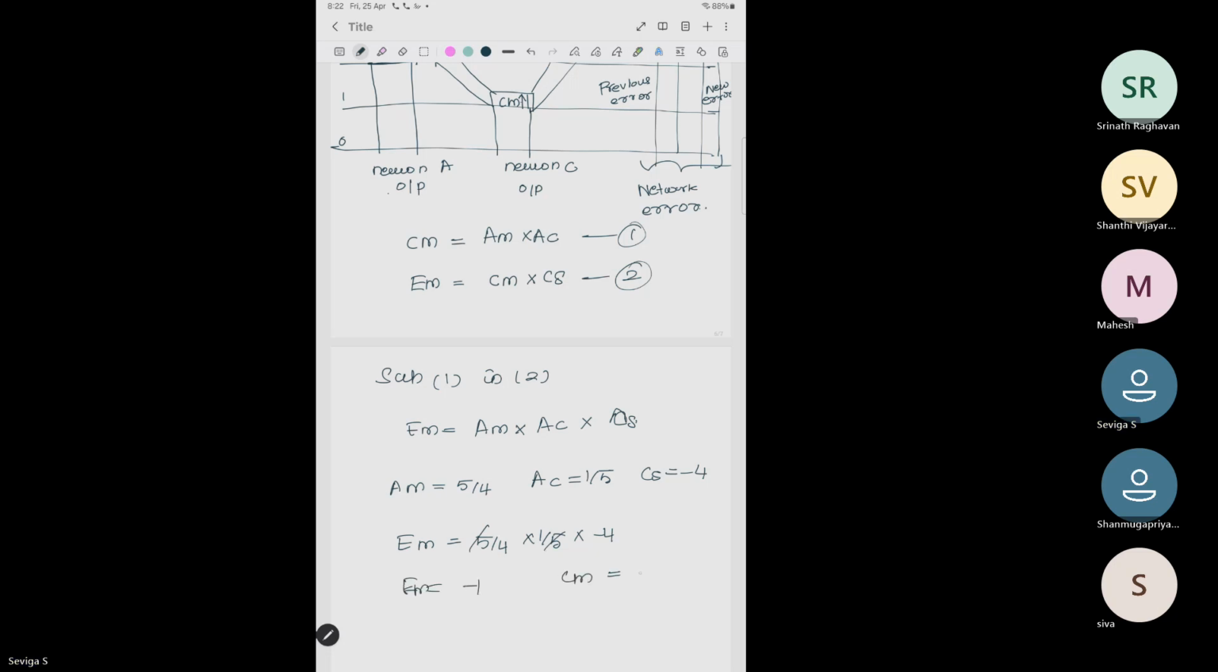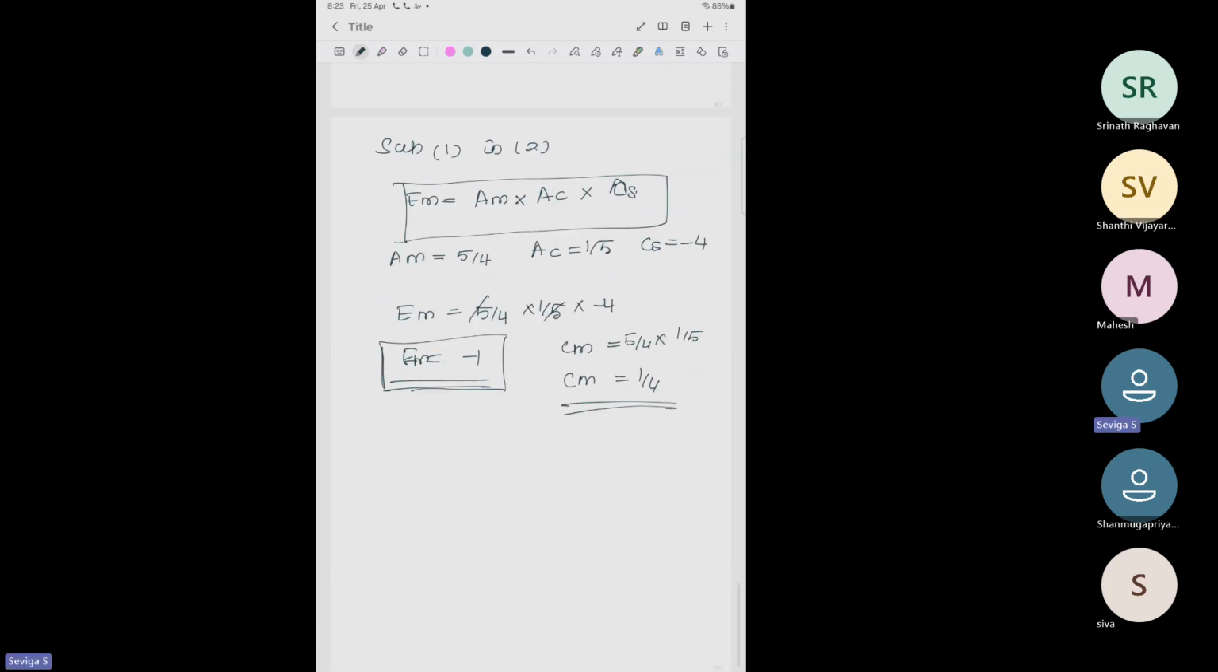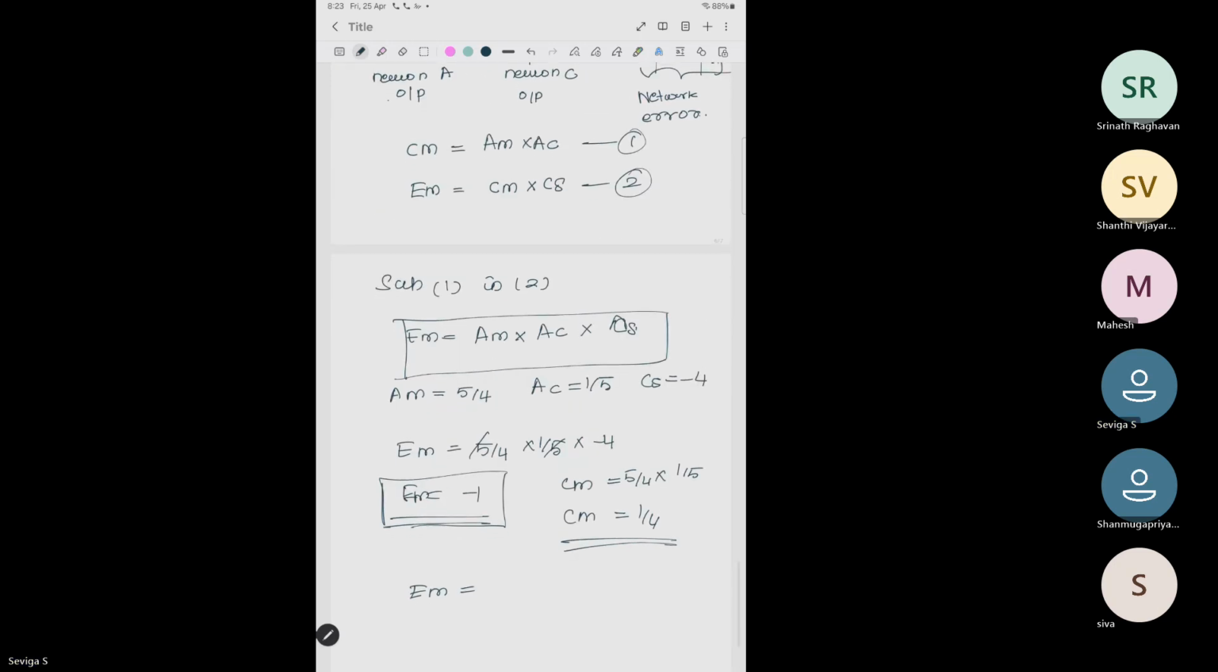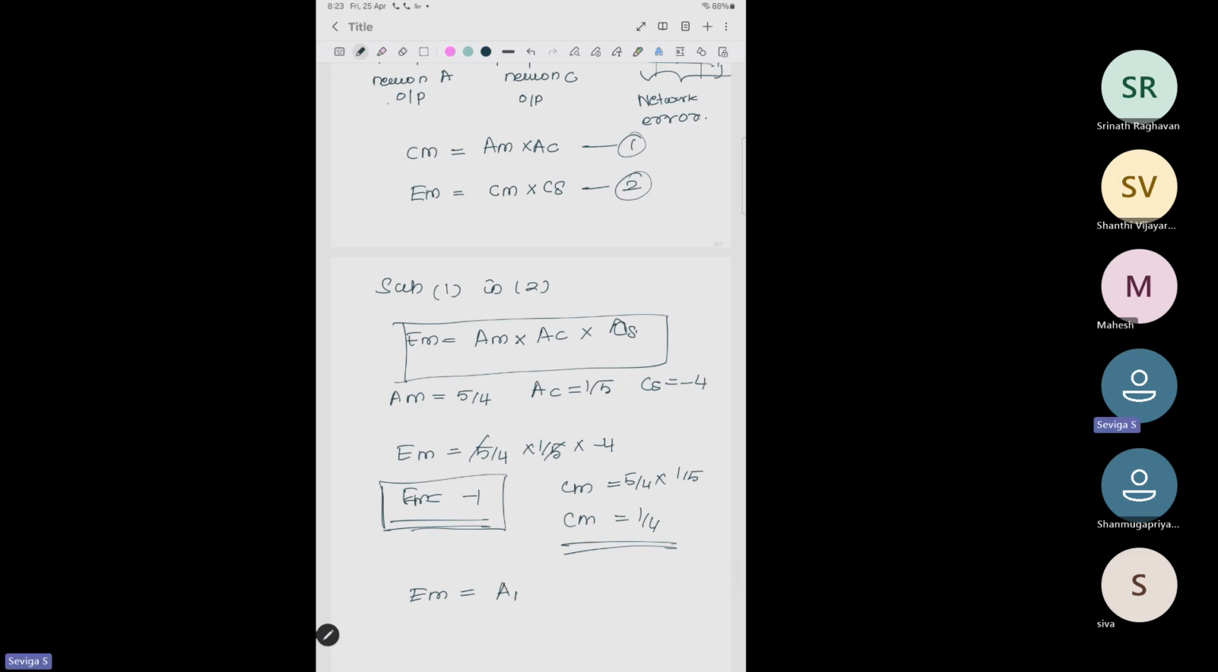CM value is AM into AC. So CM value is 1 by 4. EM value is minus 1. So the error is changed by minus 1. So we know that neuron C adds this together. So this is the combined equation. In the combined equation, if you look carefully, this EM is equal to AM into AC into C delta.